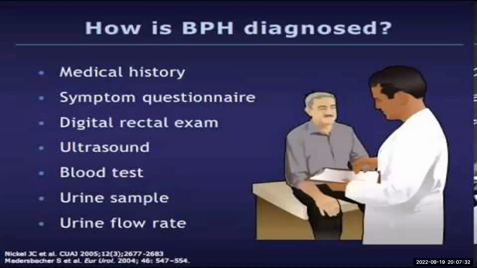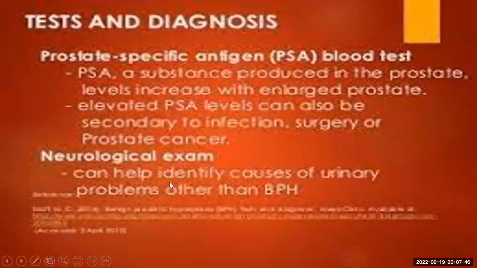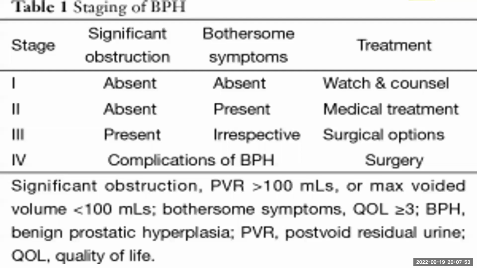So, the symptoms which we said, and then digital examination. We'll scan the patient and identify the BPH, and we'll also check the residual volume of the bladder after peeing. Then a urine sample will be taken, and urine flow rate. Then in the blood test, we'll check the prostate specific antigen. In the third stage, as well as a post stage, we'll go for surgery.